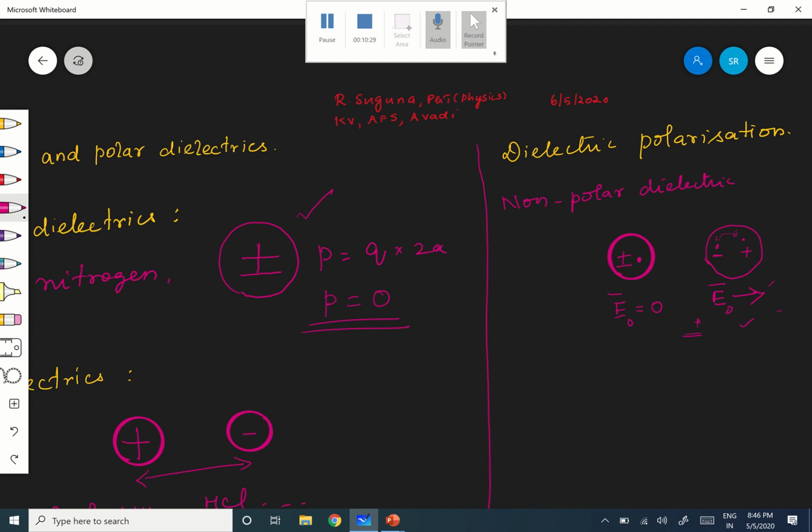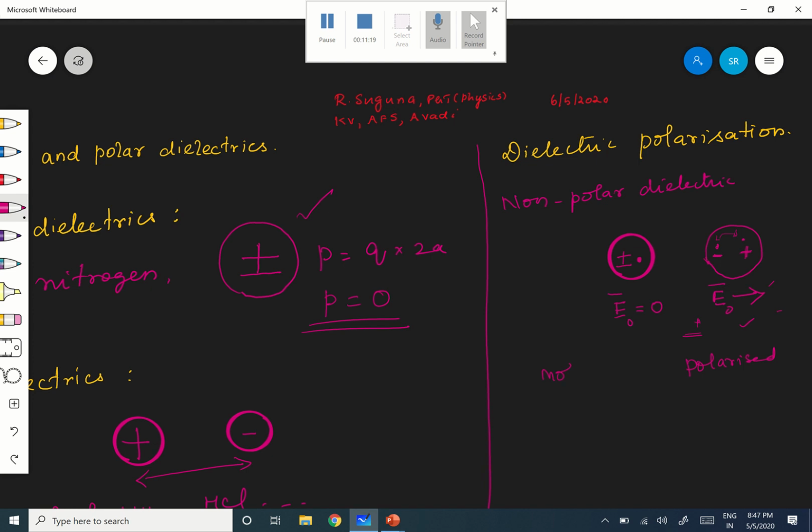So there are two forces. One is the force due to the external field, and another one is the attractive force between the center of mass of positive and negative charge. But at one point, there is a balance. They reach a balance, which means they will come to an equilibrium position. At that instant, the centers of mass of positive and negative charges are slightly separated, and the molecule is said to be polarized.